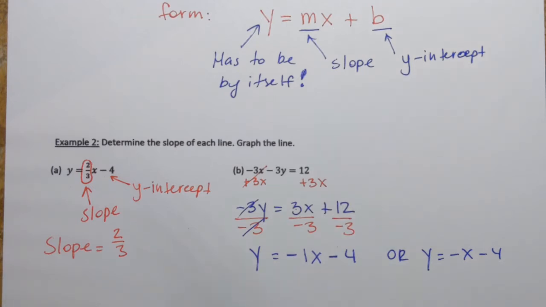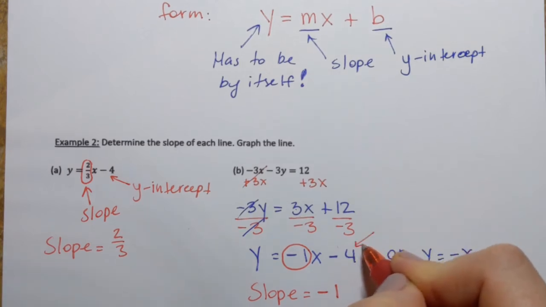So what is the slope? Well, a number that stands in front of x, which is -1. So I'm going to write that slope equals -1. Okay, oh, and then yeah, -4 is y-intercept.